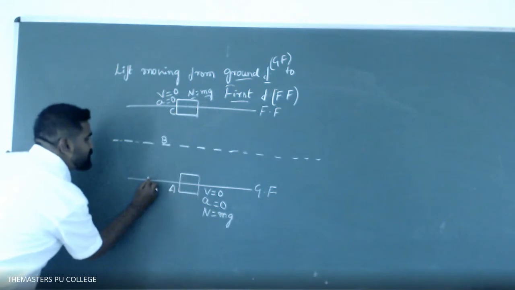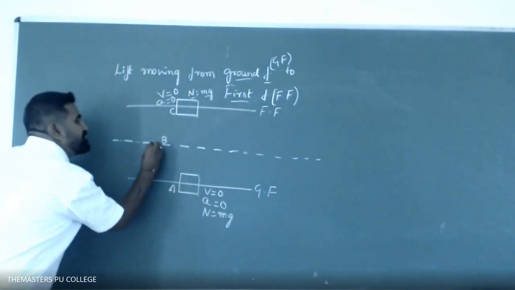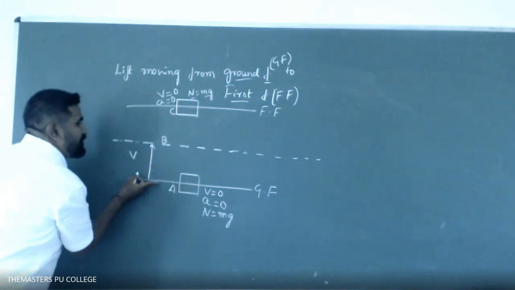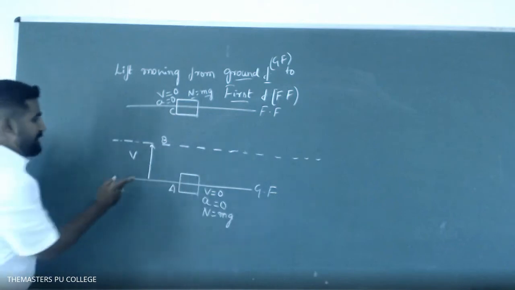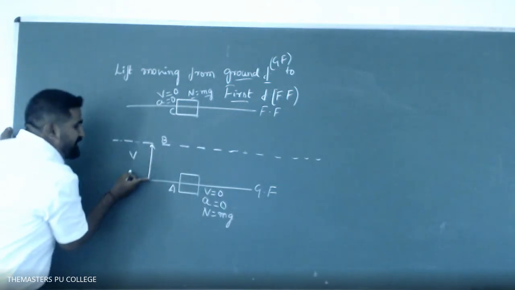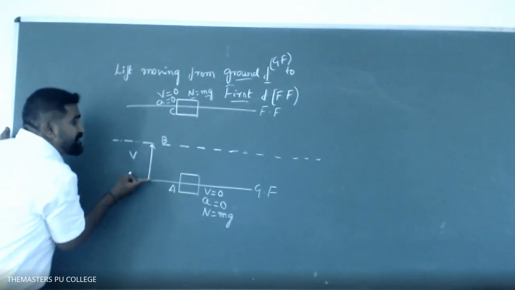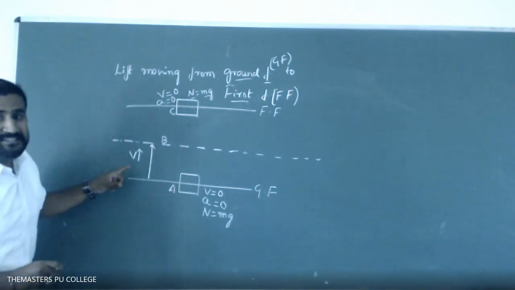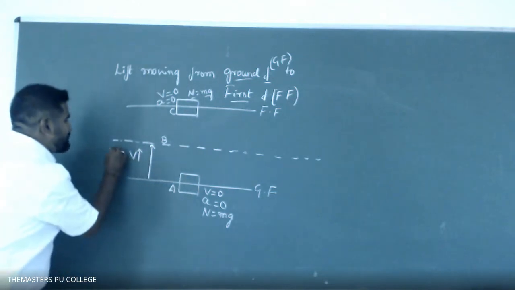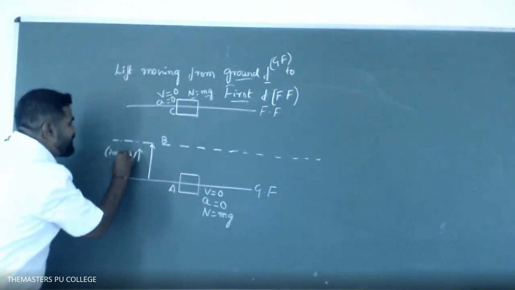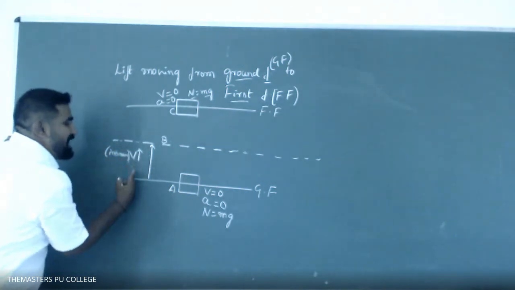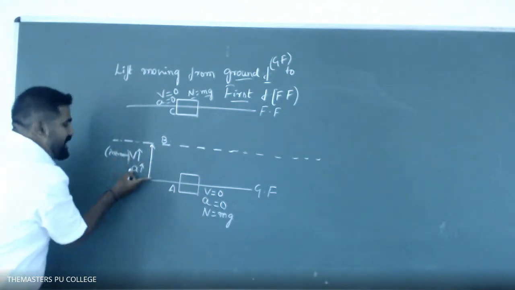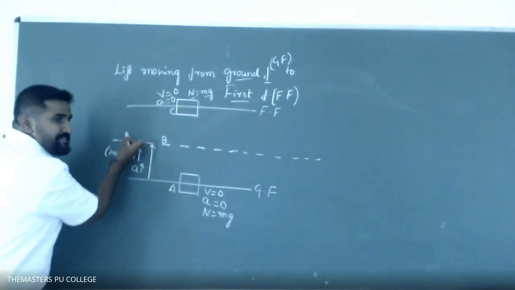Let me assume the lift is moving in this direction. Whether the velocity increases or decreases if the lift wants to move in this direction. Whether it is moving in this direction, whether its velocity should increase or decrease. Let me write the velocity is increasing. If velocity is increasing, acceleration should be in this direction.